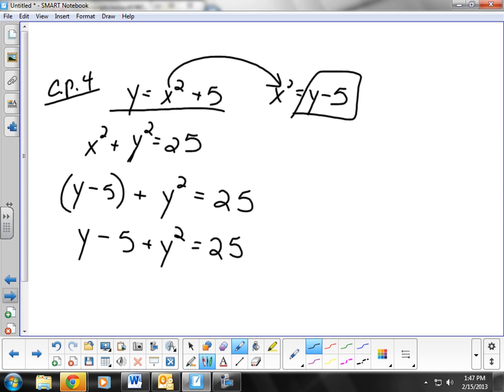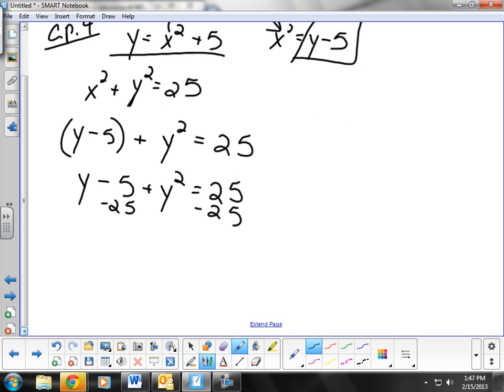Now what do I need to do? Are you sure you want to add 5? We need to subtract 25 because we need to get it equal to 0. Put it in quadratic form. So I'm going to subtract 25 from both sides. So I've got y minus 30 plus y squared is equal to 0.